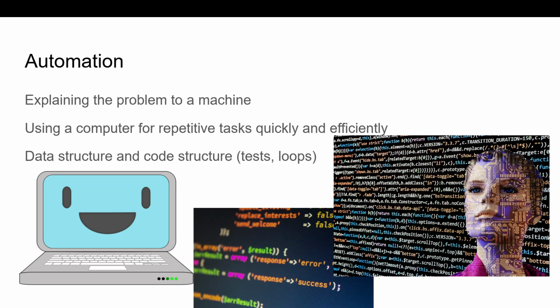Automation is going from the algorithm that we just learned about and, well, explaining the problem that we want to solve to a machine. So this means that we are using the computer for repetitive tasks because, well, computers can do repetitive tasks more quickly and efficiently than any human being. For this one, we would need to know about data structure and code structure. So what are loops, for example? This all belongs to automation.